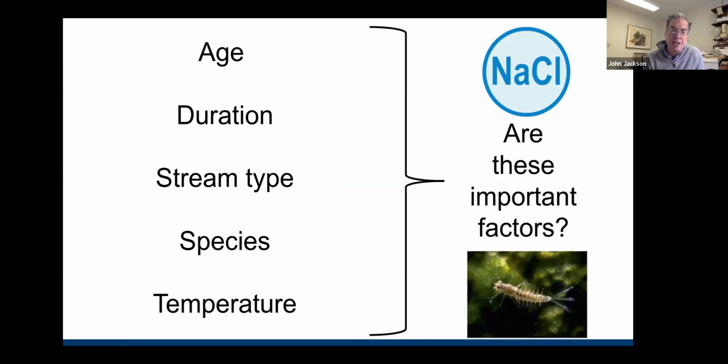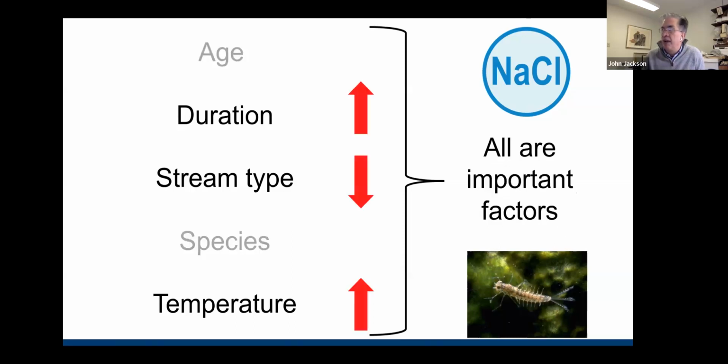So we looked at the age of the animals, the duration of the exposure, the stream site type, so freestone versus limestone, or low conductivity versus high conductivity waters, naturally speaking, the species that are involved, and then temperature. And what we found is all of these are important. All of them are significant. But the most important thing was duration, how long they were exposed to salt.